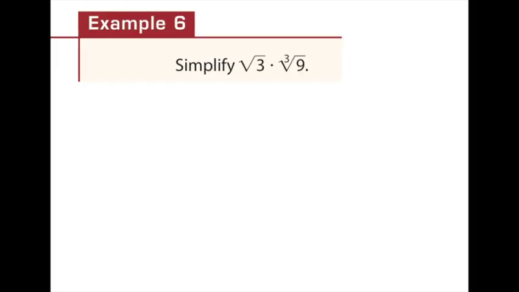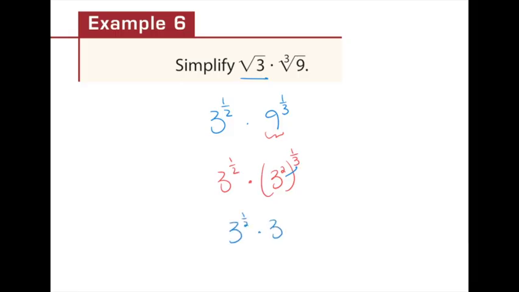These don't have the same index, right? But I can rewrite them in exponential form. This is 3 to the 1/2. This is 9 to the 1/3. I can write this as 3 to the 1/2 times 3 squared to the 1/3. I can combine those because a power to a power you multiply. And then you can add your exponents. So if you can get it to the same base, you can simplify them into 1.